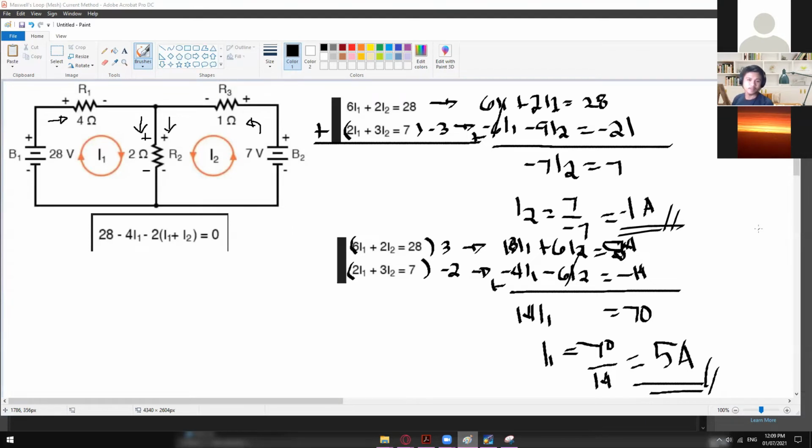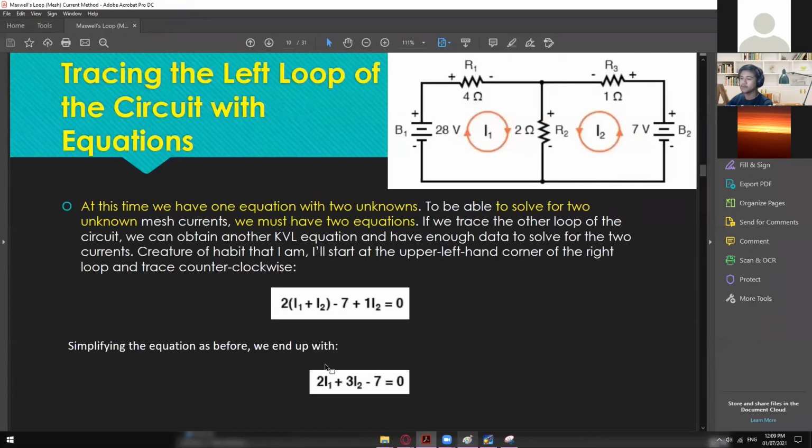Alright, so very good, Miss Maris, Mr. Tanato, Miss Ginoran. What about the others? So maybe kumakain na yung iba. Anyway, so yeah, that's it for the example number 1, okay?